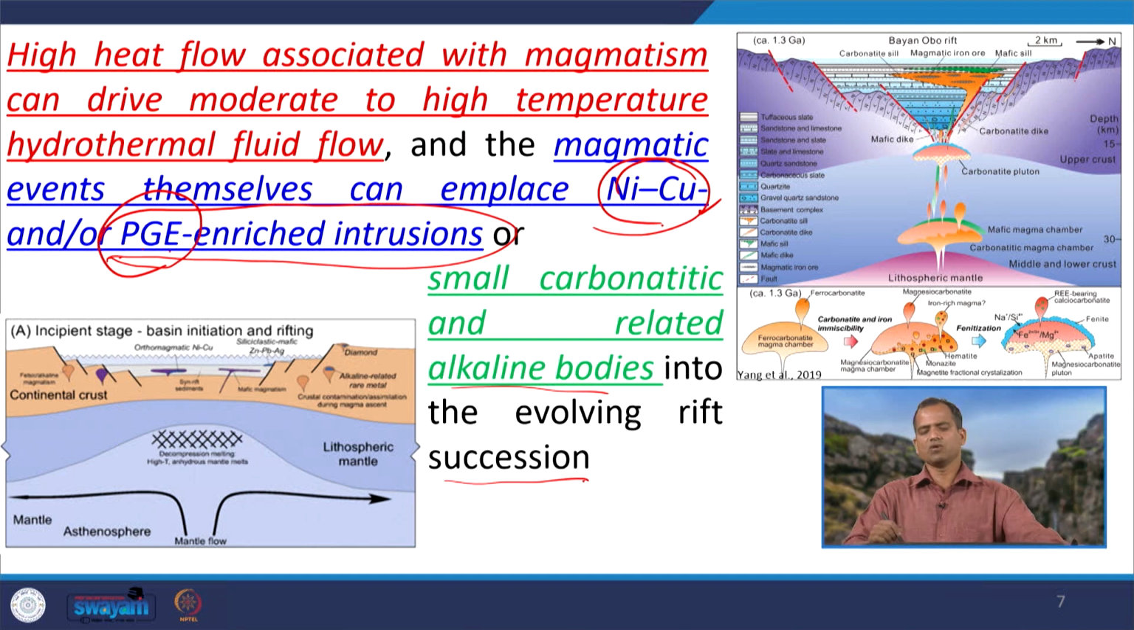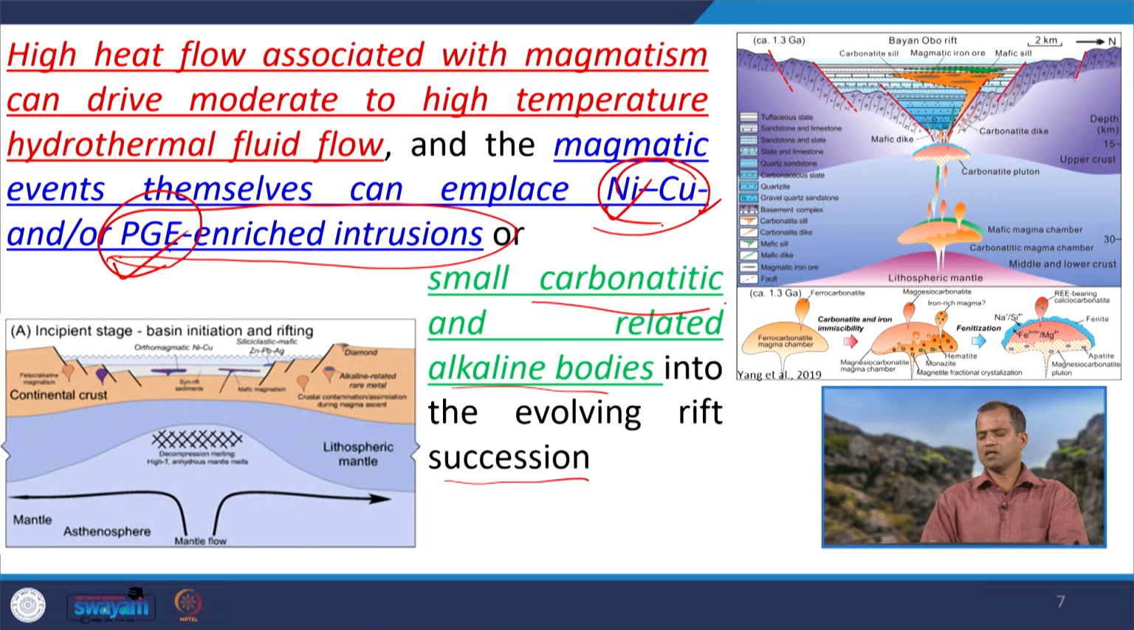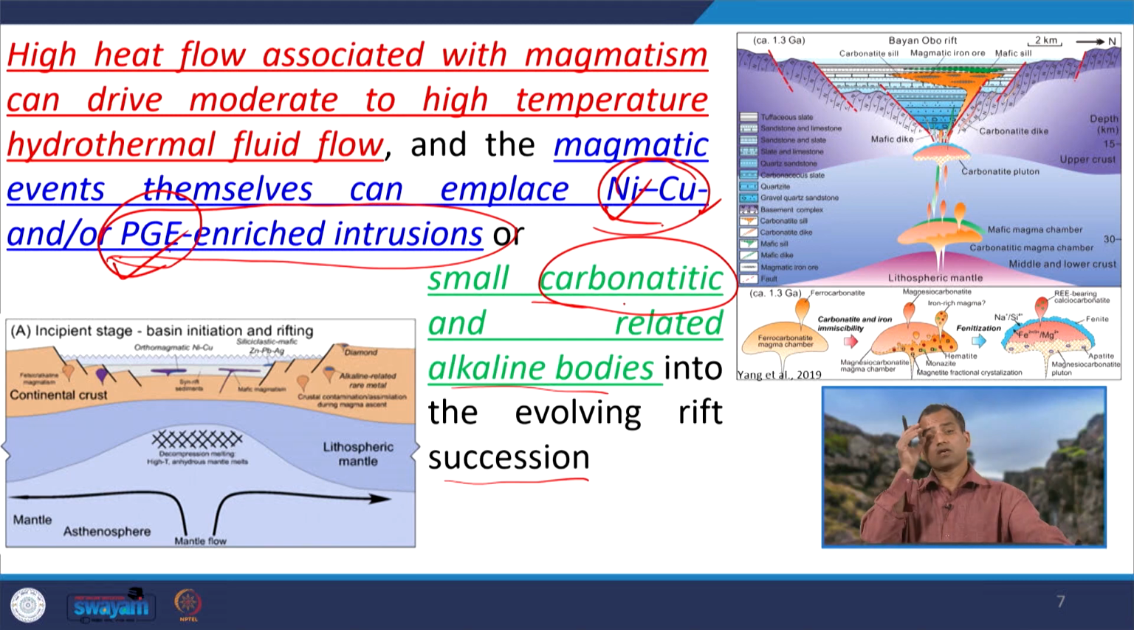So, that means within that rift, what are we getting? We are getting zinc, copper, REE, nickel, PGE. In addition to that, we are getting carbonatites. So, that means we have a range of minerals that are emplaced at the rift basin, and mind you, I am talking about the rift initiation stage.